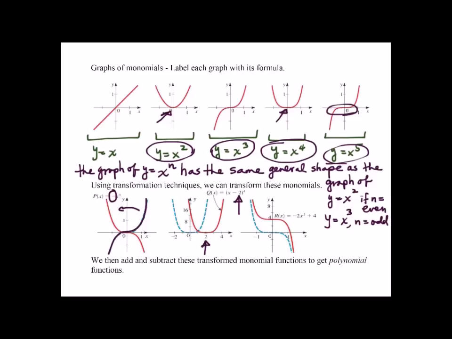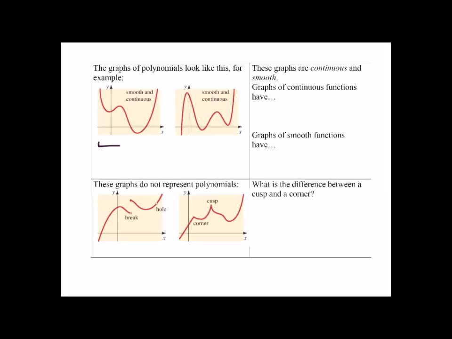In the third example, if we know the graph of negative x to the fifth, which is the blue curve, then multiplying by 2 in front has the effect of stretching the curve, and then adding 4 at the end translates the function up 4 units in the y direction. In general, we add and subtract these transformed monomial functions to get the general expression for polynomial functions. If we do that, we get graphs of polynomial functions that look like the following.